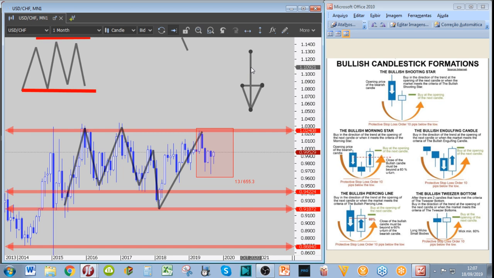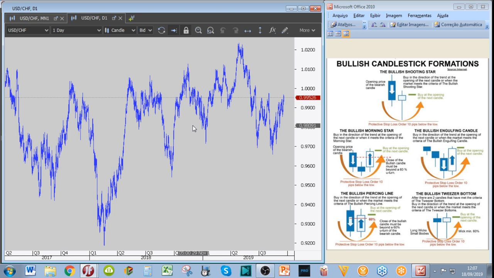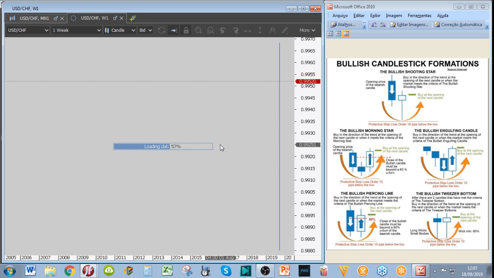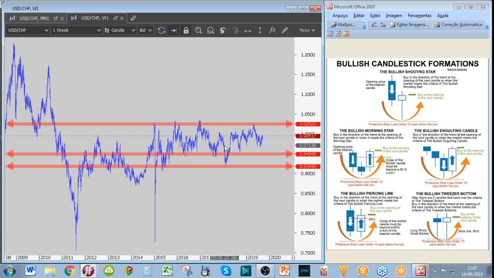Okay, so we're going to open a new one and let's go on the daily chart. We're going to compress the chart, and if you cannot see clearly, you go one time frame above, which is the weekly, and just the upper band, the lower band, this one, right? I think it's here.